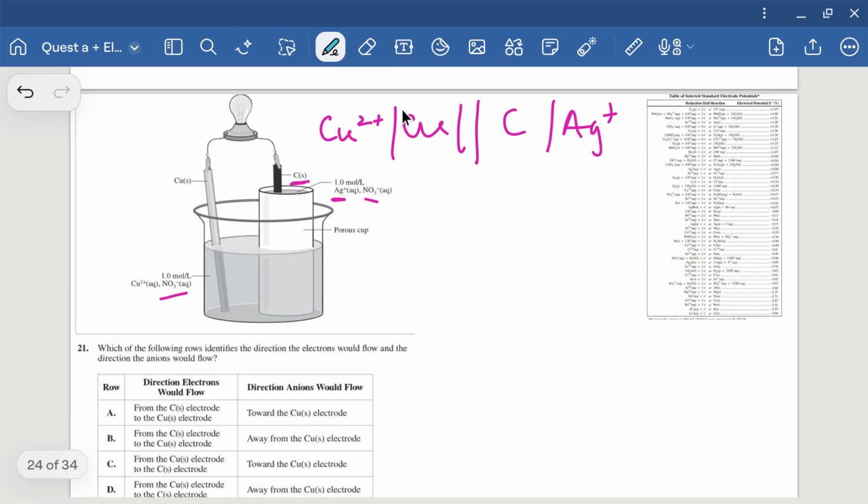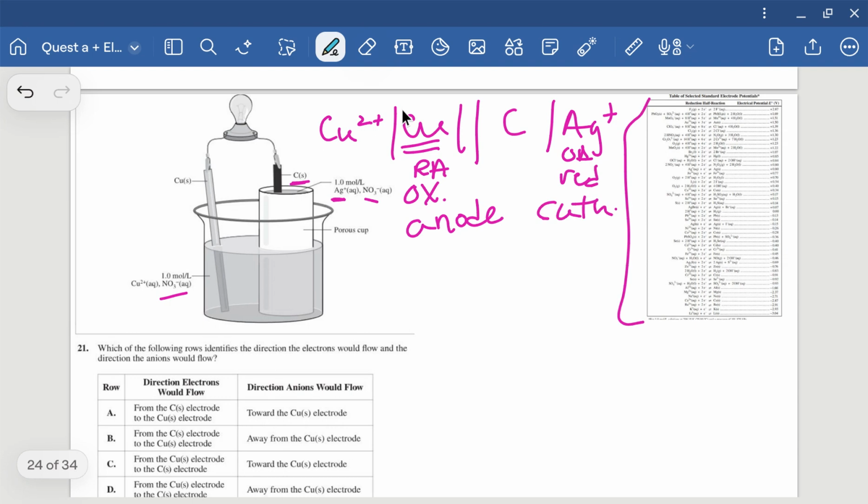Based on this information, you would see that your copper solid is going to be your strongest RA, and reducing agents undergo oxidation, which happens at the anode. Your Ag positive will be your strongest OA undergoing reduction, which happens at your cathode. I know this based on my table that's right here, finding my strongest OA and my strongest RA. Now if this is my anode, which makes this my cathode, your electrons always flow from your anode to your cathode. So going from copper to carbon. So you can rule out A and B here.